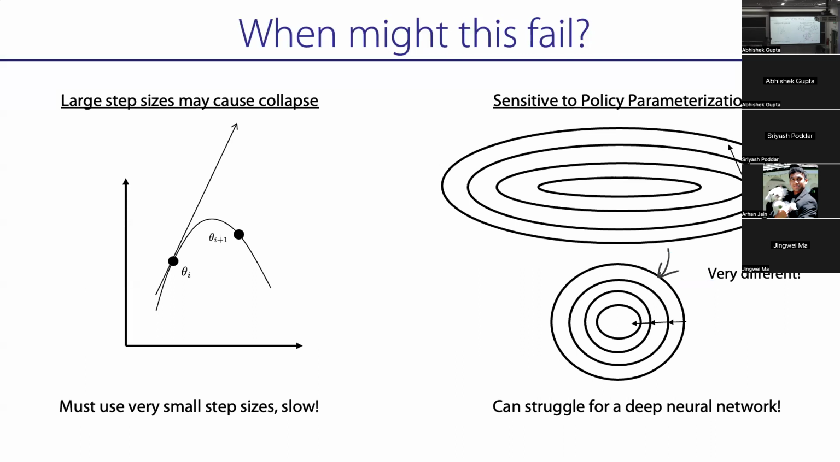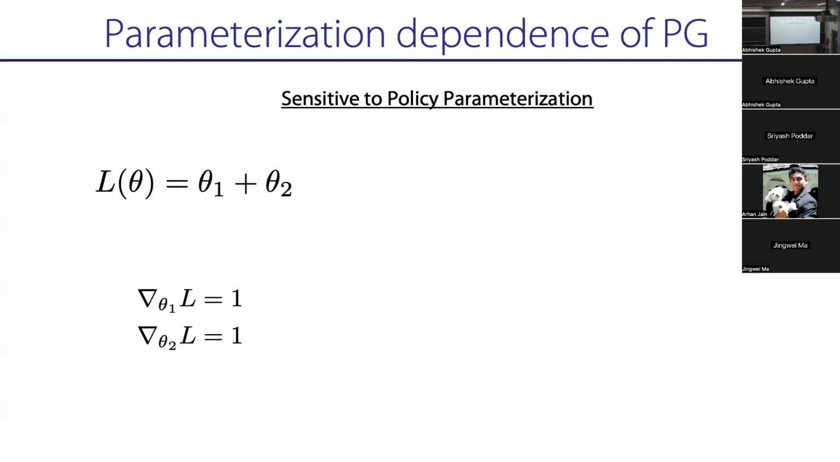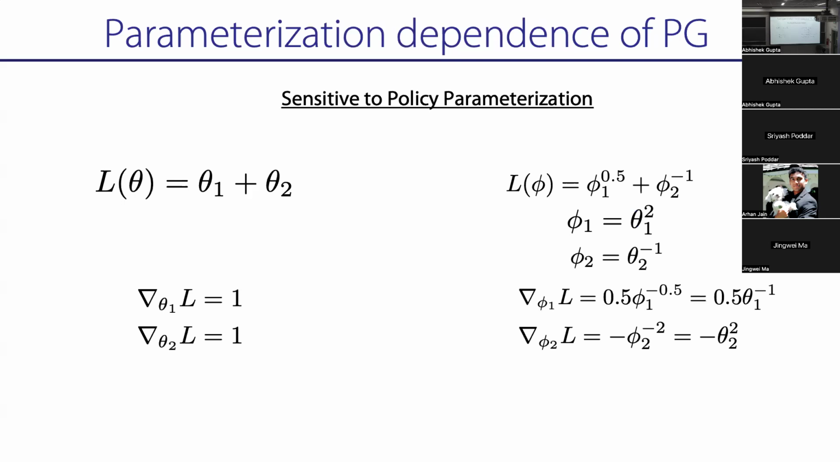Often this is called the curvature of your problem, or second order information. You want to be cognizant of the effect of your parameterization. That's the main idea here. I find this example really informative: change the policy parameterization, the gradient changes, which is not good. So we want methods that don't do that.